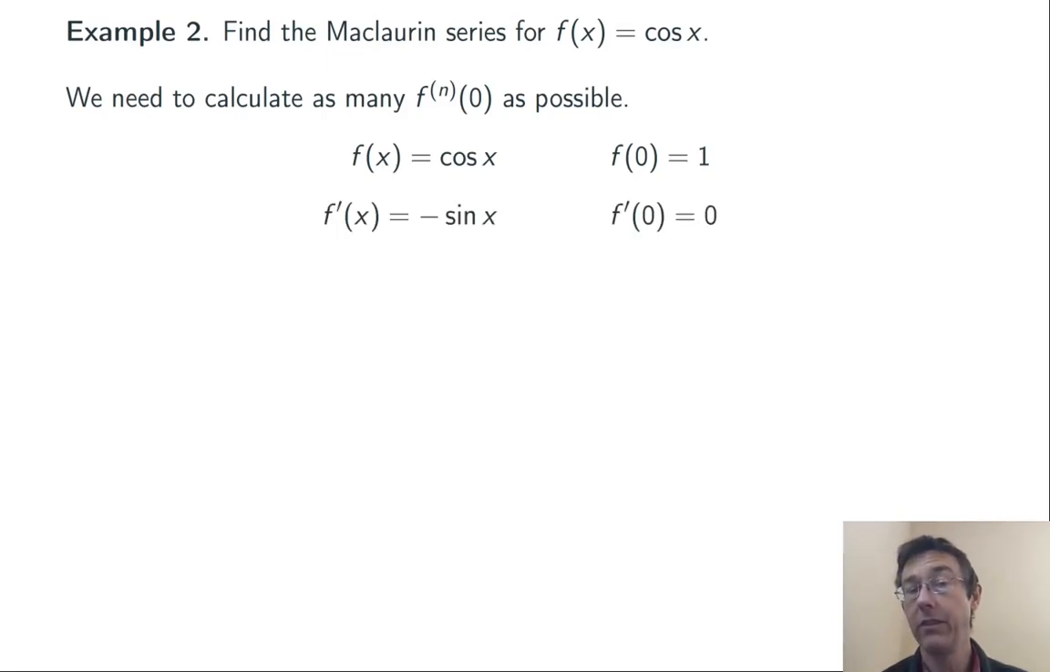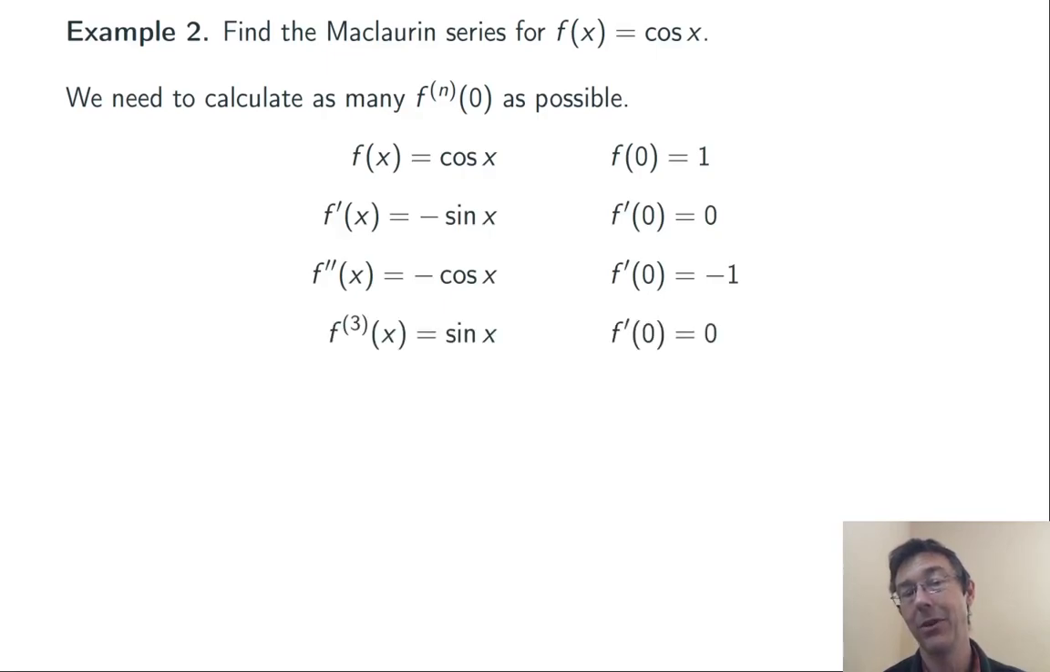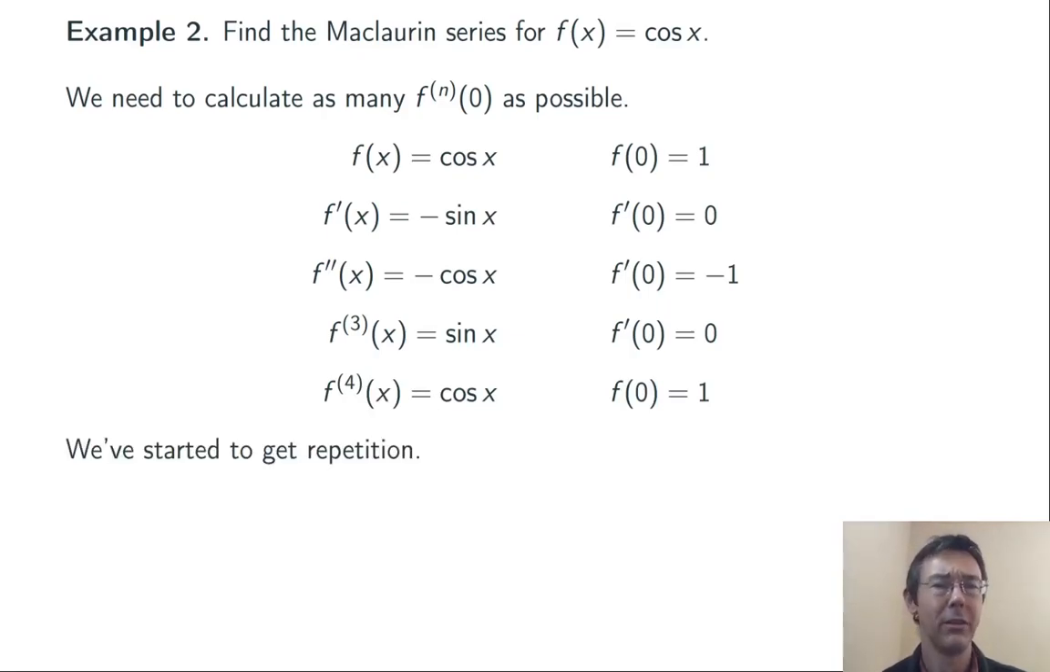The first derivative is negative sine of x. The second is negative cosine of x. The third is positive sine of x. The fourth is positive cosine x. And then we start getting repetition. That pattern's just going to repeat itself. So the derivatives at 0 are going to go 1, 0, negative 1, 0, 1, 0, and so on.